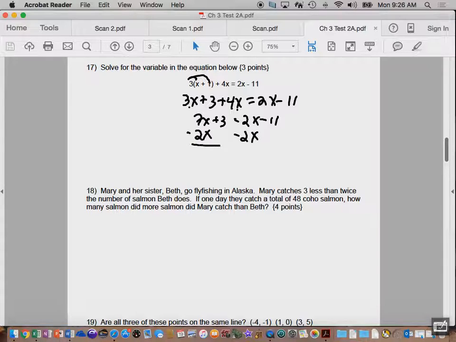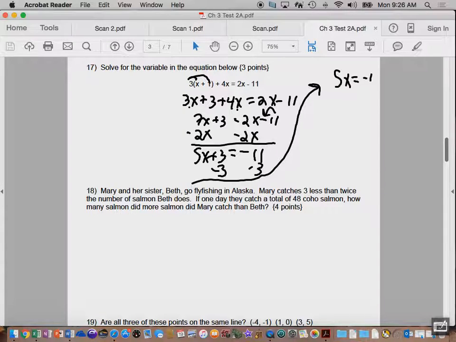Actually, there was one mistake I saw here. I saw some people get negative sign mistakes. Don't lose track of that negative there. That's the danger moment. Minus 3, coming up over here. 5x is negative 14, divided by 5. X is negative 2.8 or negative 2 4/5. You could even honestly leave it negative 14 over 5. I like it that way the most.